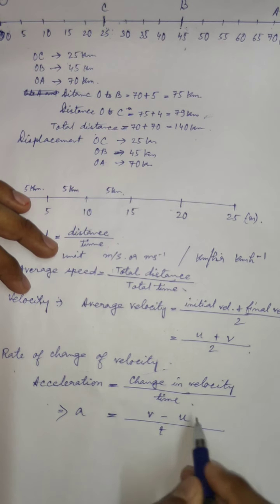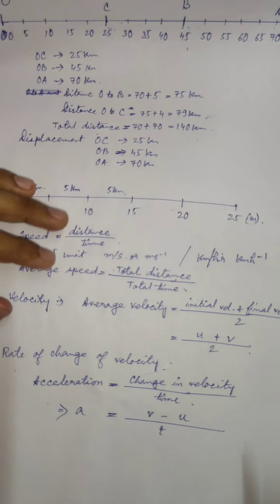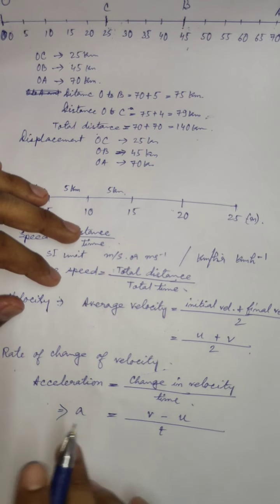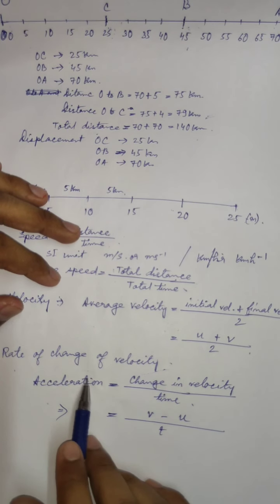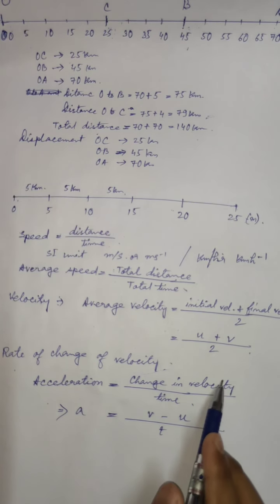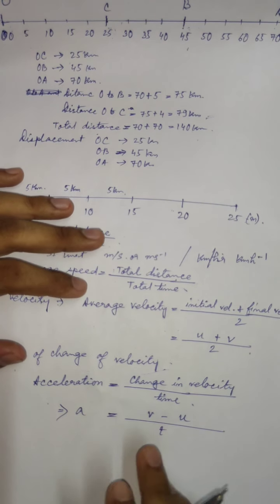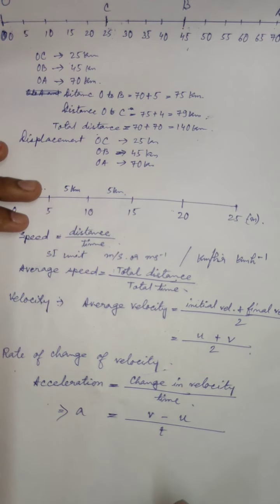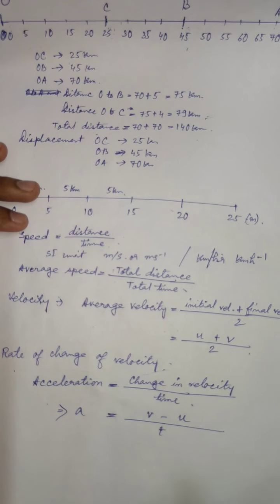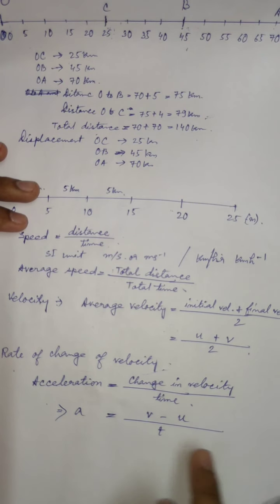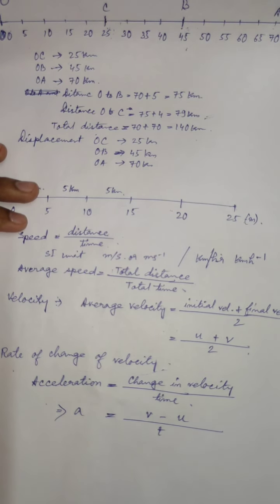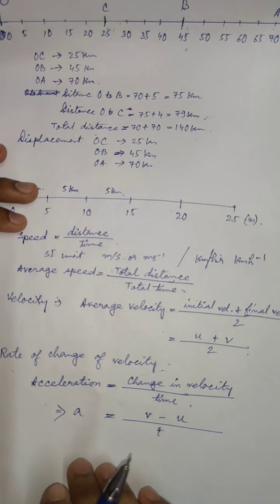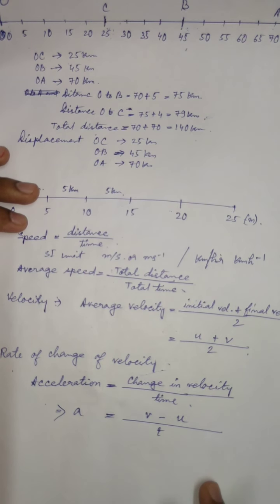In case of increasing velocity, that is if the initial velocity is less than the final velocity, in this case it is acceleration. And when the final velocity is less than the initial velocity, in that case it will be retardation or negative acceleration.